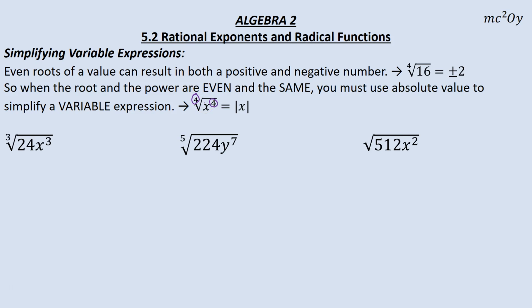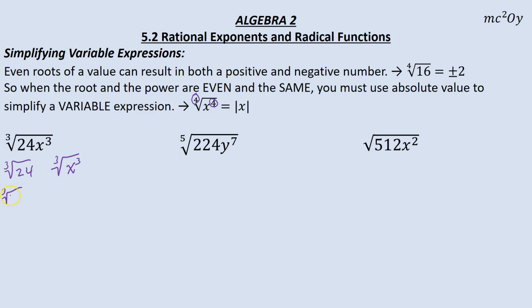Okay, so looking at that, it only affects those evens when they're the same. So this odd one here is taking the cubed root of 24x cubed. Well, really, that's the cubed root of 24 and the cubed root of x cubed. So it doesn't affect odd powers. So when I look at this, well, the cubed root of 24, if I'm thinking of perfect cubes, I know that 8 goes into that.